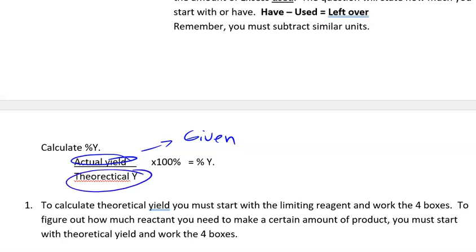In the theoretical, we get that going through the 4 boxes. So we calculate it going from the limiting reagent through the 4 boxes, and that will equal the theoretical yield. Divide these out, times 100, and you have percent yield.